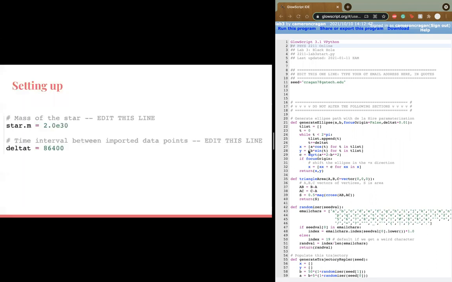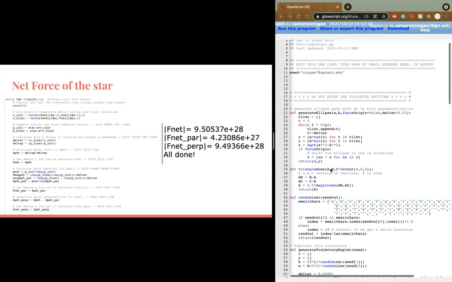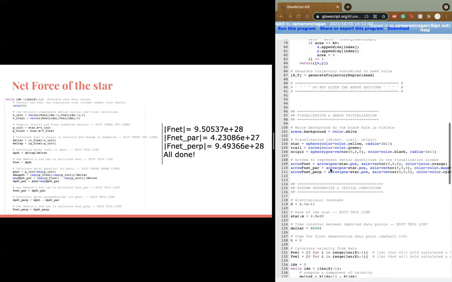So to set it up, I started by plugging in the mass of the star and then the time interval, which is 1 day, but it's in terms of seconds. So there are this many seconds in a day. Next, I calculated the net force of the star in my code.